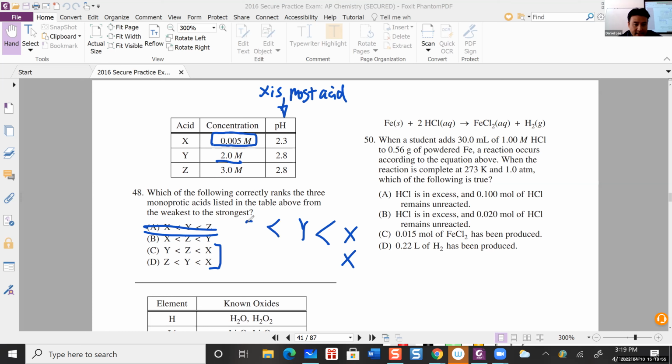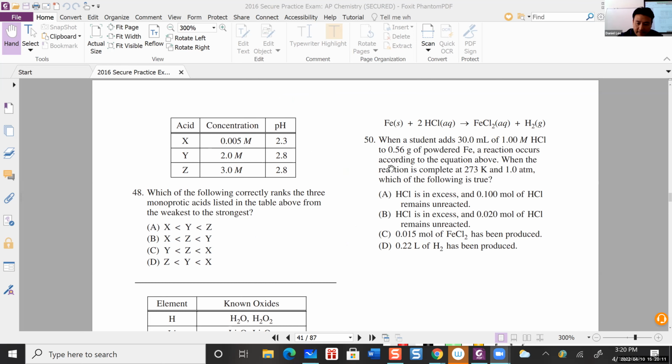So it's X, Z, Y, Z. So D is the answer, yeah? There's no calculation here, okay? Weak acids dissociate partially, partial dissociation, strong acids dissociate completely, yeah? All right, that's 48. Let's look at 50 here.